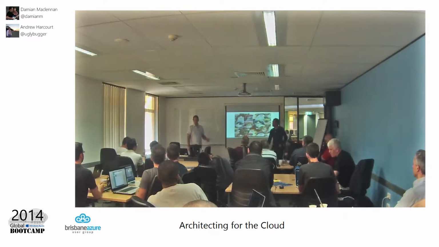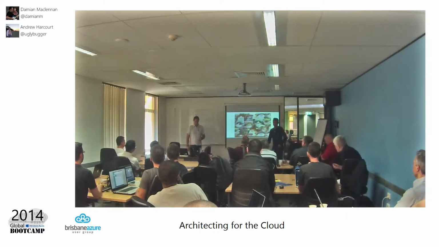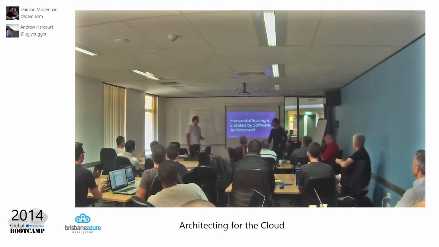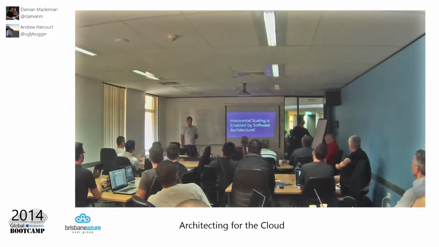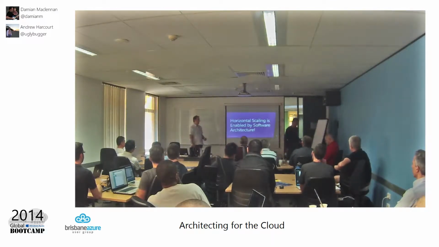Horizontal scaling is the way we do it with cloud because we can buy lots of instances fairly cheaply. To do that, we need to architect for it. So this ability to scale horizontally is enabled by architecture. Okay? So here we go.